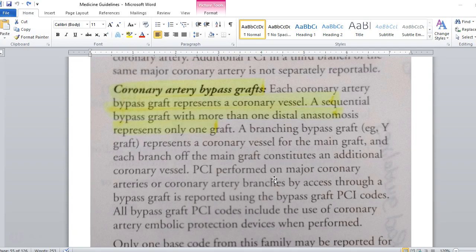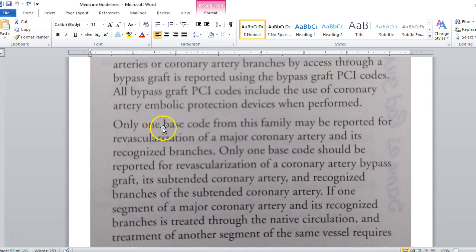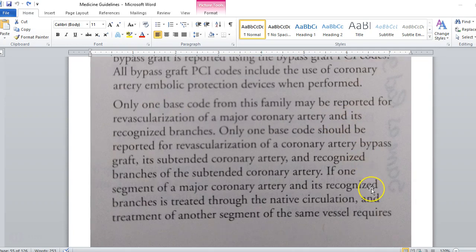Okay, so again, we need to know how many vessels we are going into, and are we going into the same vessel branch or not. If we're using the same vessel branch, as well as the vessel, one code. The second we start going into another vessel or a branch of another vessel, now we're going to need at least two codes. It goes on to tell us only one base code from this family may be reported for revascularization of major coronary arteries and its recognized branches.